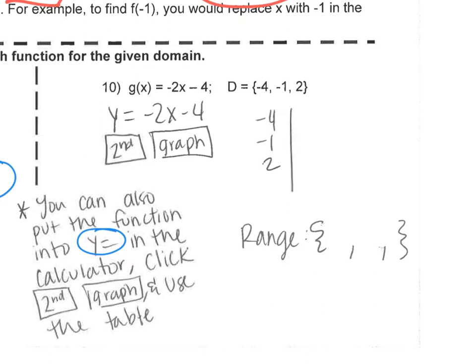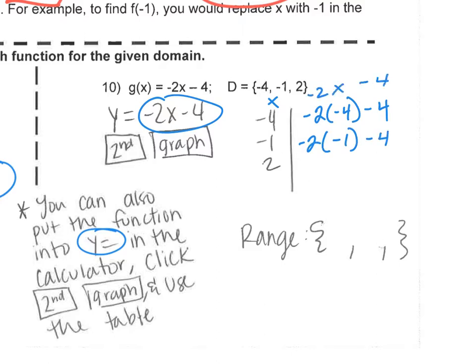All right, so I know that if my x value is -4, and this is my equation, then I'm going to say -2 times -4 minus 4. Then -2 times -1 minus 4. All I'm doing is everywhere there's an x, so it's -2x minus 4, I'm putting in the x value that it's telling me to use. Then -2 times 2 minus 4. Now I'm going to do those in my head real quickly.